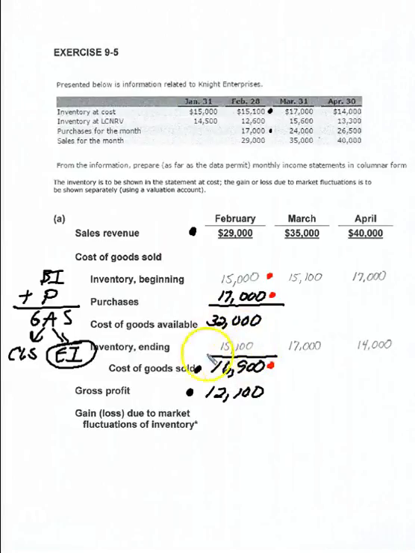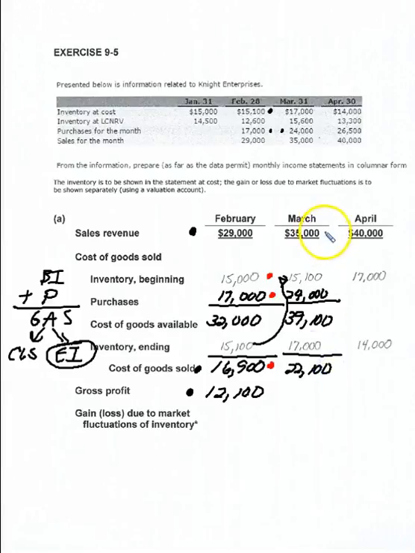And that agrees with what we have here on our income statement. Okay, and then the next month, this ending becomes beginning inventory. So draw a little arrow there. Ending inventory is the same as beginning inventory. And then we have purchases of $24,000. Add that to the $15,100, and we'll have goods available for sale, $39,100. Subtract our ending inventory, and that gives us cost of goods sold of $22,100. And then we look at the big picture. Sales revenue less cost of goods sold gives us gross profit of $12,900.